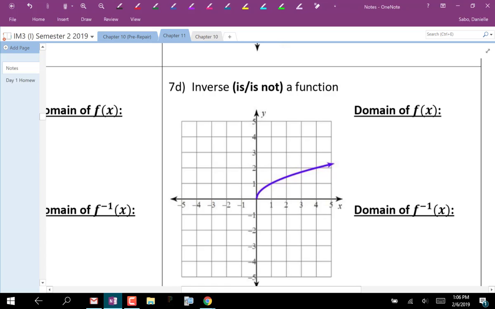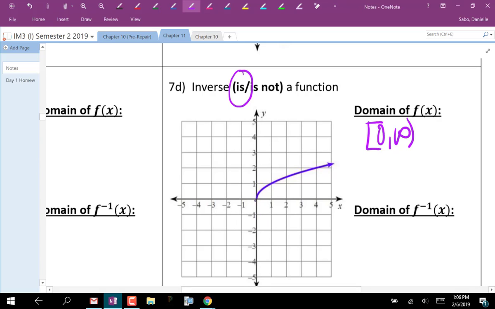Is the inverse a function? When I draw a line, it only crosses once. So is it a function? Yes. What is the domain of this graph? Do you see how it stops here? 0 to positive infinity. You see how the x value starts at 0 and goes on forever. Okay.